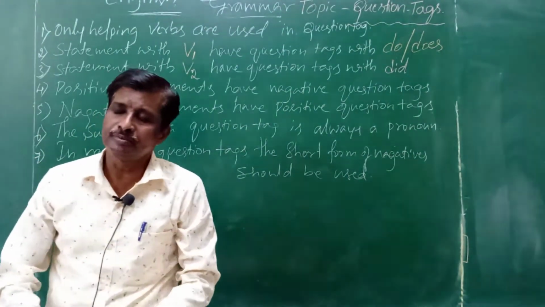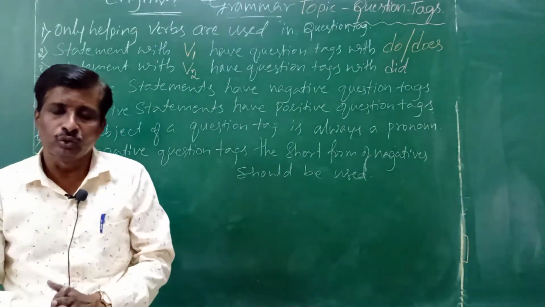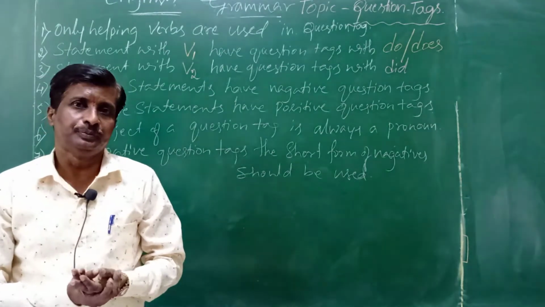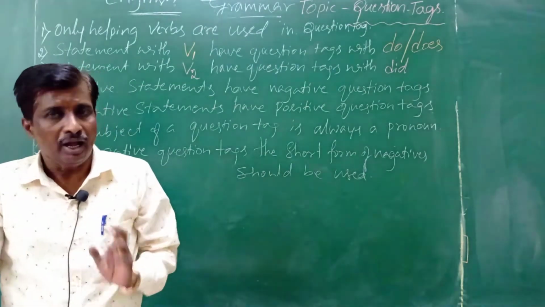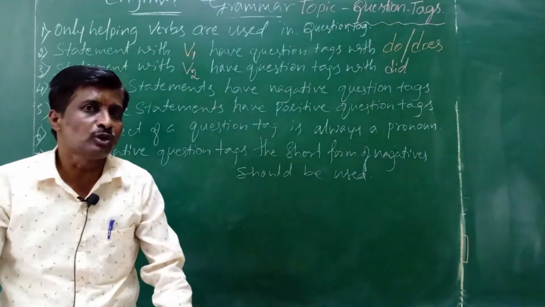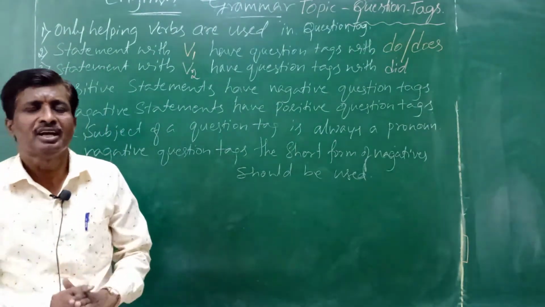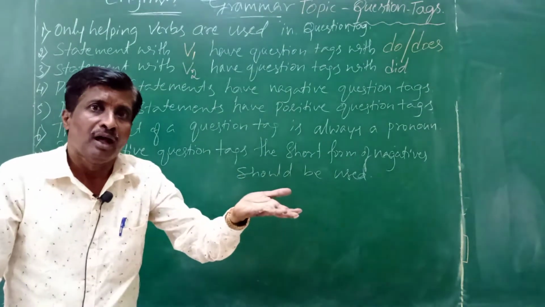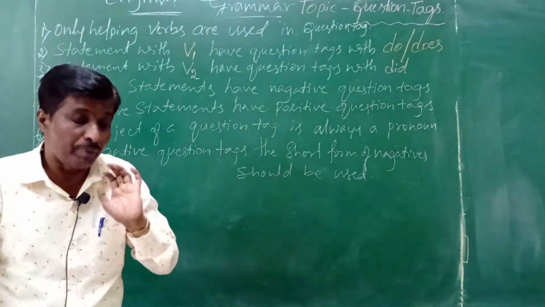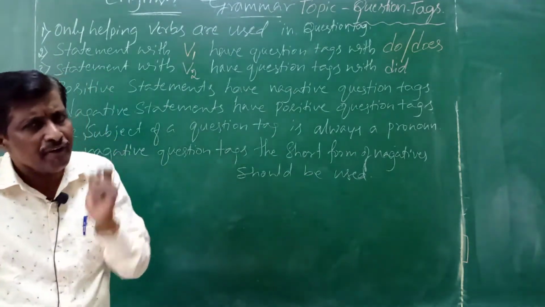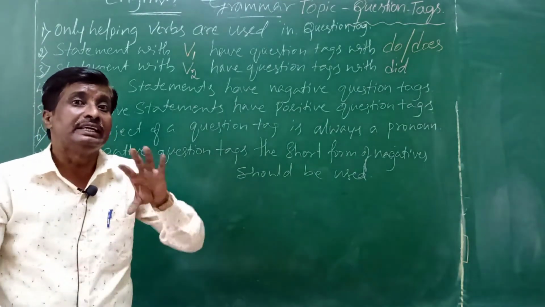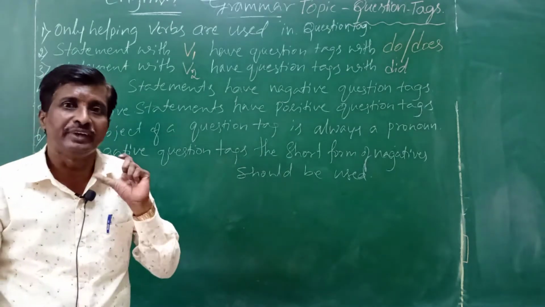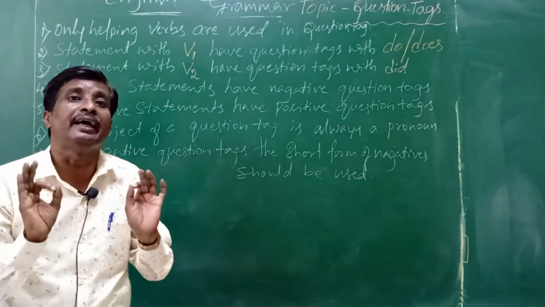Children, most probably from 8th and 9th onwards, you are going to learn the question tags. But if I ask you how many rules we have and what is the definition of question tag, is it possible to answer me? No. Yes, because you know how to add the question tag, but that is also blindly. But no, children, we should learn each and every topic with its own rules and with its own beautiful examples. Then only we can understand clearly without any misunderstanding.